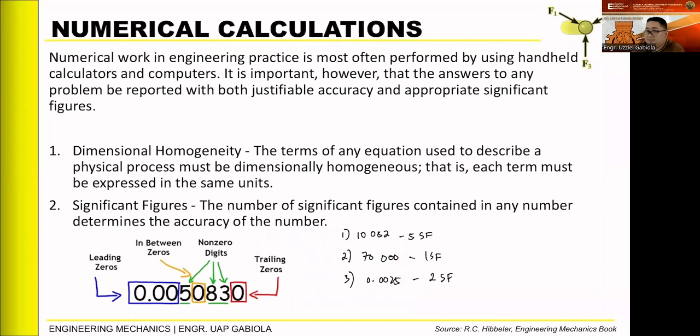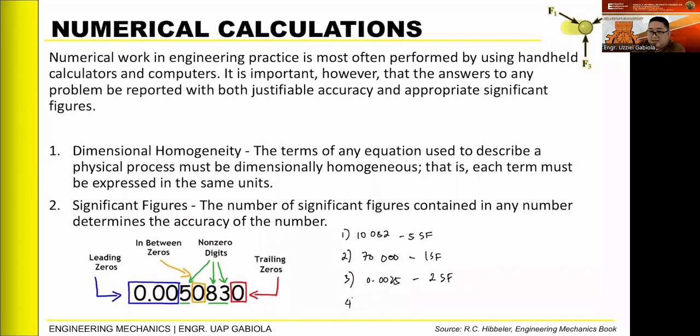Yes, Mr. Peregrine. Sir, pag halimbawa po ba nag-start yung number sa 1 tapos 00 na yung kasunod, ibig sabihin counted po ba yun as significant? 1.00. So since may decimal point, kasama siya sa significant. Thank you po, sir. Okay.